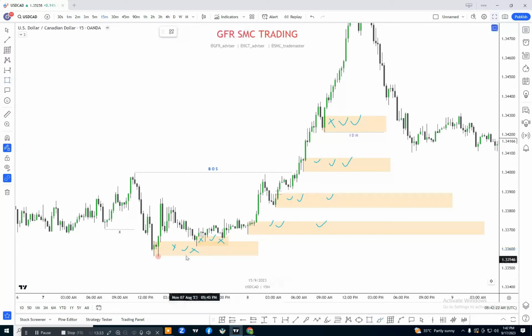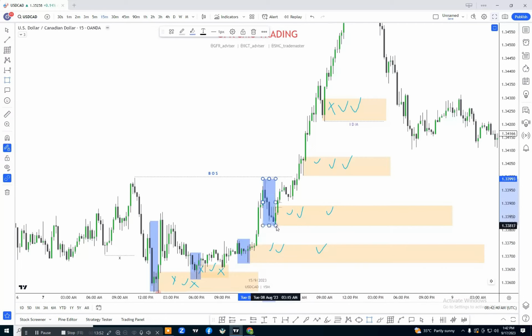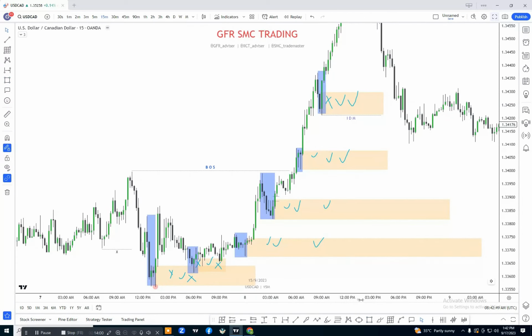We will mark our order flow. The first order flow was here. Let me change the color for it. This order flow was here. For this candle, order flow was here. For this order block, order flow was here. For this order block, its order flow was here. And this order flow was here. This order flow was here. Let me mark. Now we will find our order block.